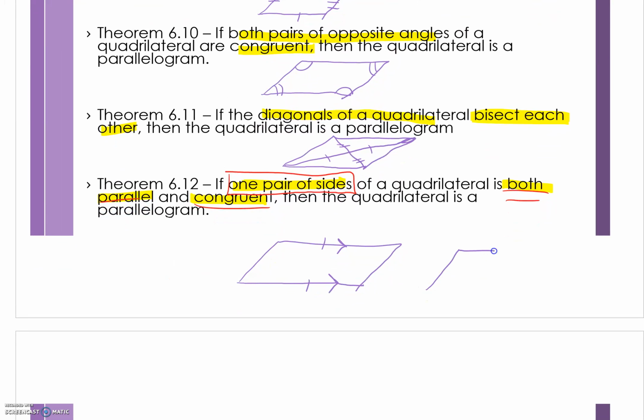Things that don't work: if I have this pair of opposite sides congruent, and these sides are parallel, that won't work. I need to know both things.